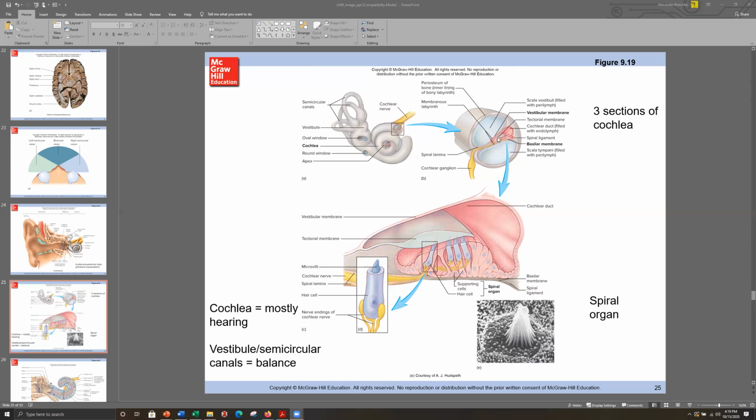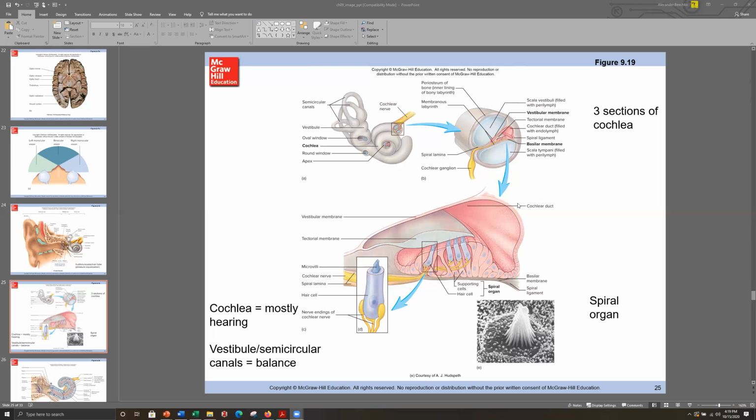We also have a tectorial membrane and the cochlear duct filled with endolymph. We have a spiral ligament, a basilar membrane, and the scala tympani, which is also filled with perilymph in the inferior aspect just here. And then we have our cochlear ganglia right here, which is associated with the various nerves that are linked to these spiral organs, which give us our sense of hearing.